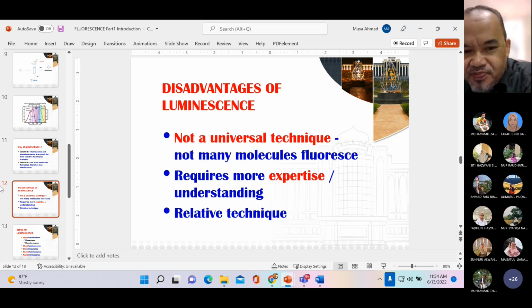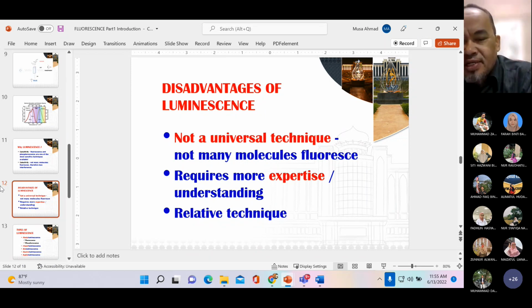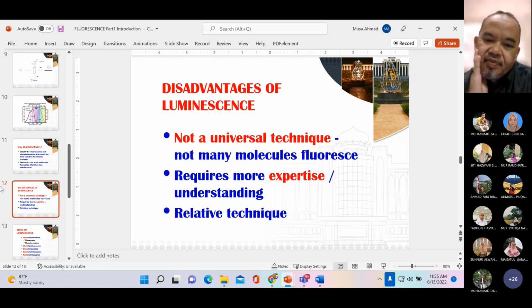And then it requires more expertise. Normally you need somebody like Zahin earlier; when Encik Izzuan was not there, he had to prepare everything himself and it did not work out. So you need some expert who understands the background of the instrument and so on, for us to use this method.